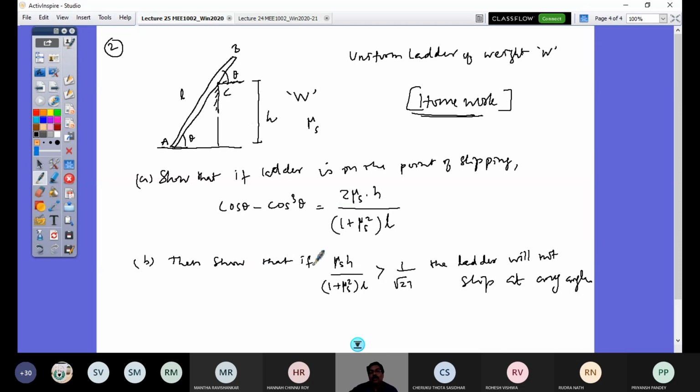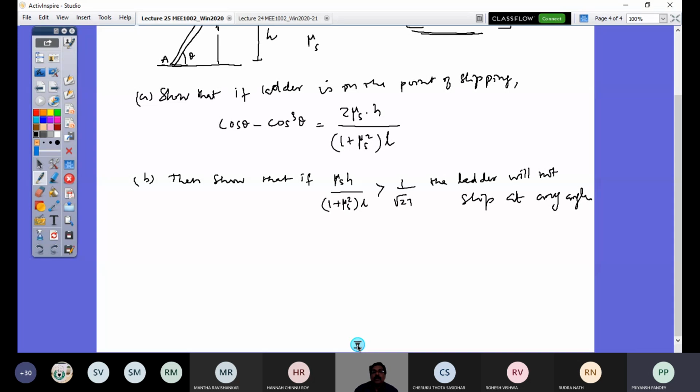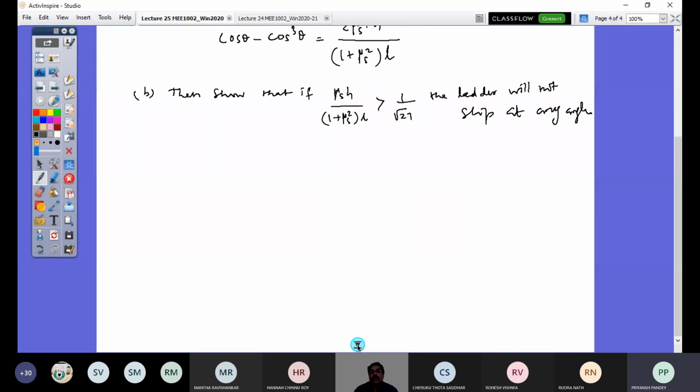And then you can also prove that if you have this value, mu s by 2, so half the value of what you have here, is greater than 1 by under root of 27, the ladder will not slip at any angle. So this can be proved, right? Let me draw the free body diagram for you so that you would be able to solve. Sir, we'll be using basic equations of equilibrium in this also, right?